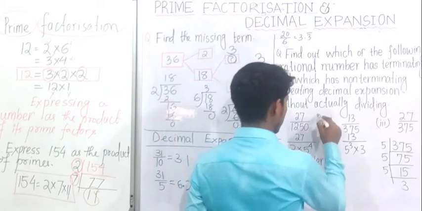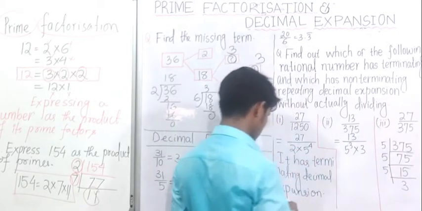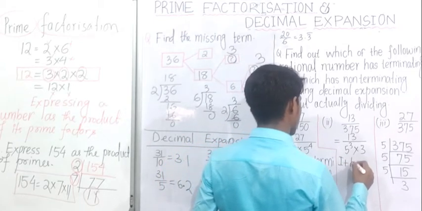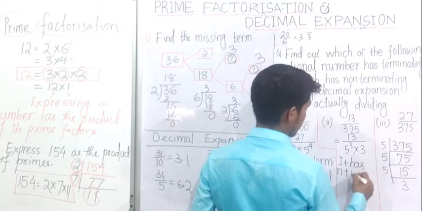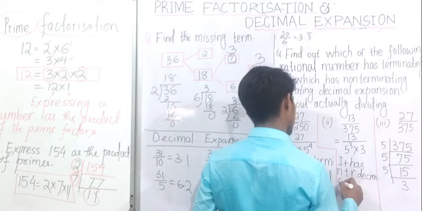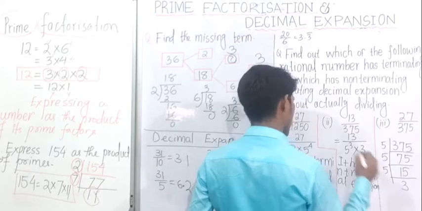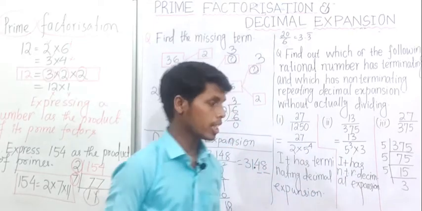So let's write it. Very simply we can write it has non-terminating repeating decimal expansion. You will have to write it completely. Here I have no space, so I am writing just in shortcut n.t.r, that is non-terminating repeating decimal expansion.